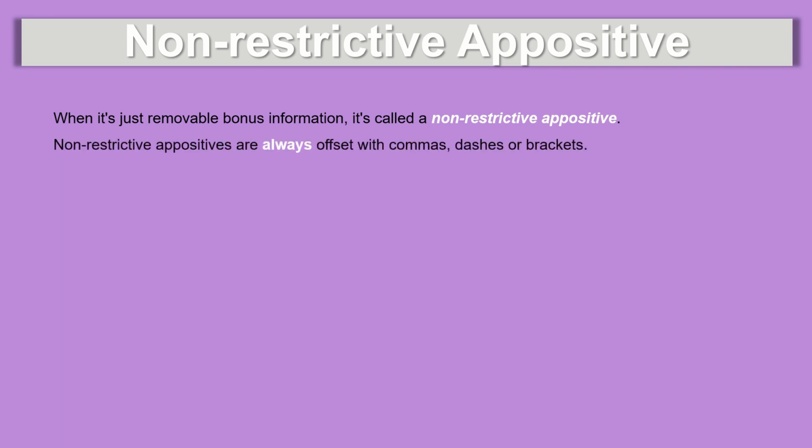What about the non-restrictive appositive? When the appositive is just removable, bonus information, then it is called a non-restrictive appositive. And non-restrictive appositives are always offset with commas, dashes, or brackets.